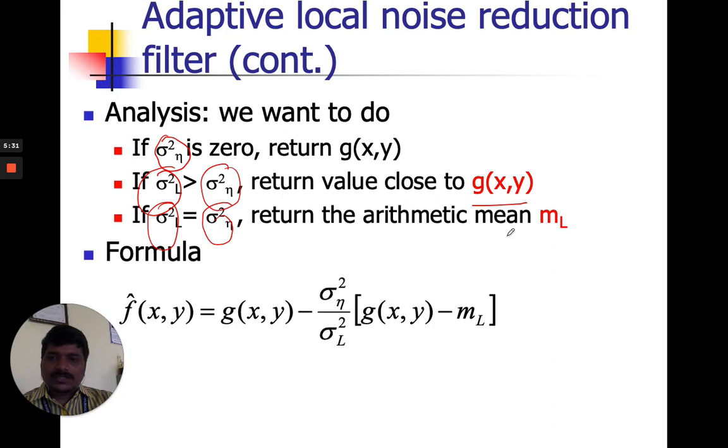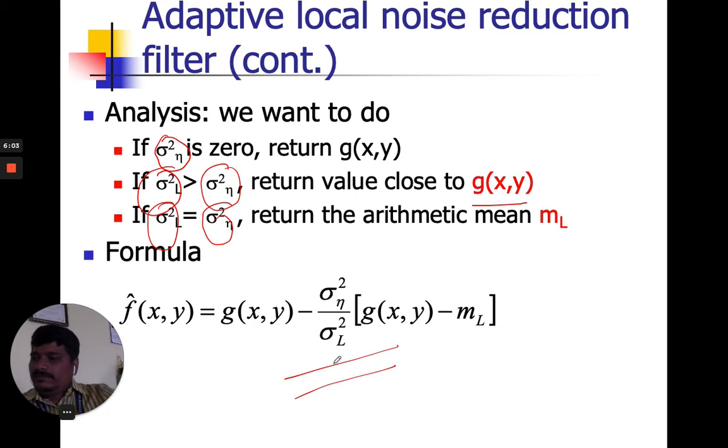The formula for the adaptive local noise reduction filter is f of x comma y equals g of x comma y minus sigma square eta divided by sigma square L, into g of x comma y minus m L. This is the formula which you are going to use for adaptive local noise reduction.